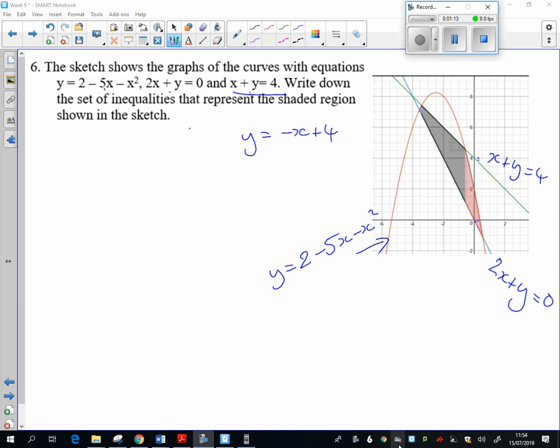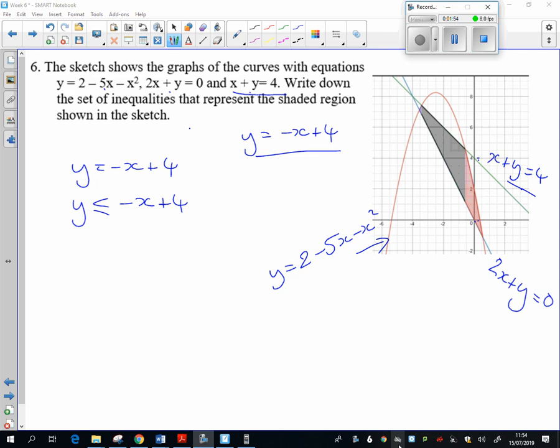Okay, so write down the set of inequalities. So just need to look at each of those lines and decide what's happening. If I look at this one first, they're shading below that line. So I think it's probably going to be easiest if I have it in this form here. If I have it in the form y equals minus x plus 4, and they have shaded the region below that, so that's where y is less than minus x plus 4, and then I mentioned that they're solid lines, so y is less than or equal to minus x plus 4.